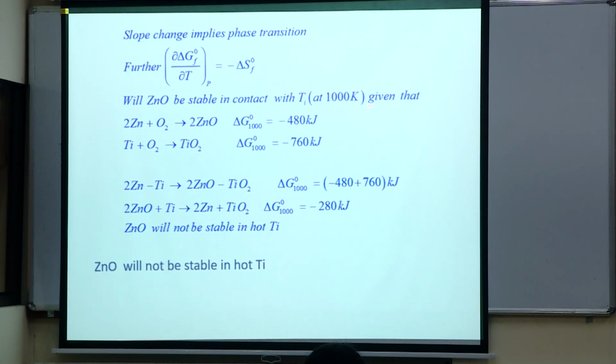Then we have the question: will zinc oxide be stable in contact with titanium, for example, at 1000 Kelvin? These are the two numbers given to you. So, given these two reactions, you form a reaction like this and find out delta G naught. Delta G naught is negative, so the reaction is feasible.